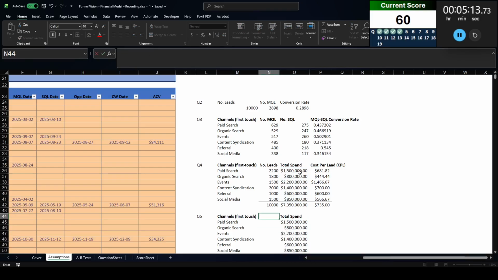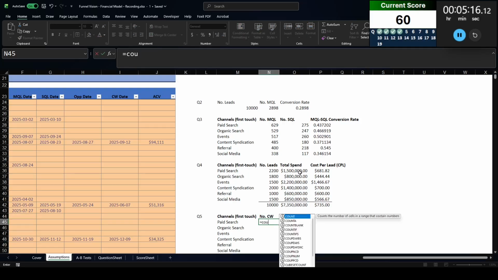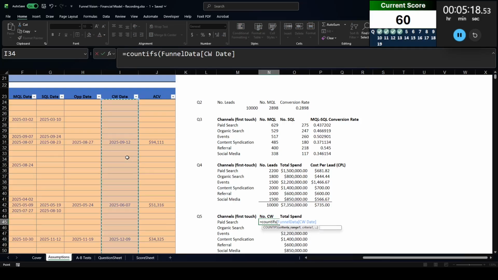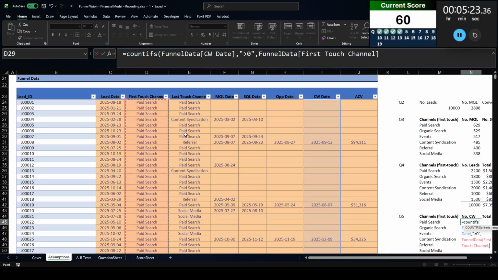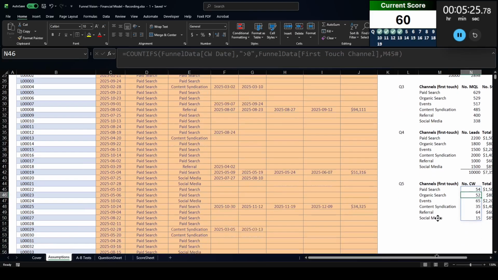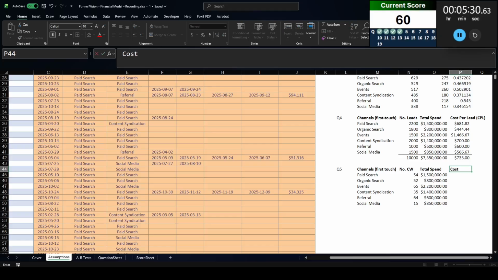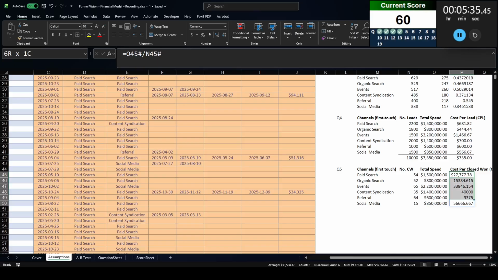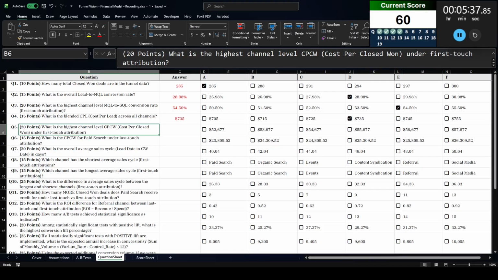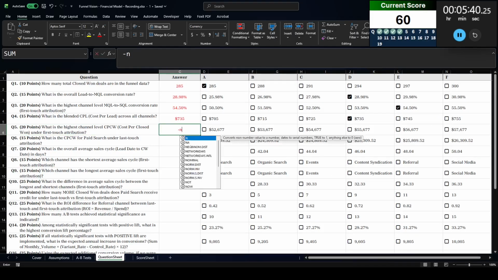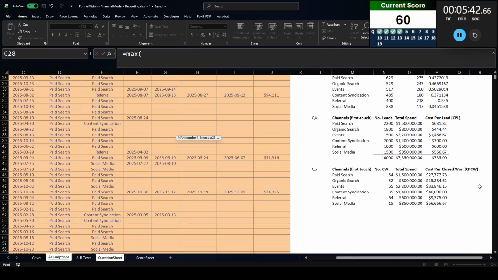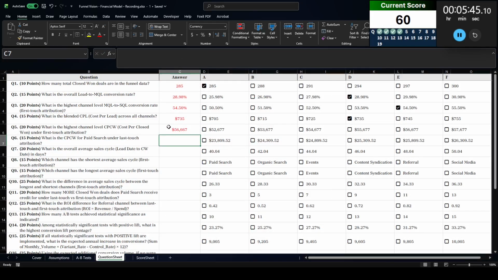And this is number of closed ones, right? So we are going to count how many times in this column it is greater than 0, meaning there's a date. And then from the first touch channel, referencing these channels that I've listed there. So there's a number of CWs, there's a number of total spend. So cost per closed one, CPCW, is total spend divided by the number of CW right there. And the question was highest channel level. So let's go ahead and find the maximum of these values here, $56,667.